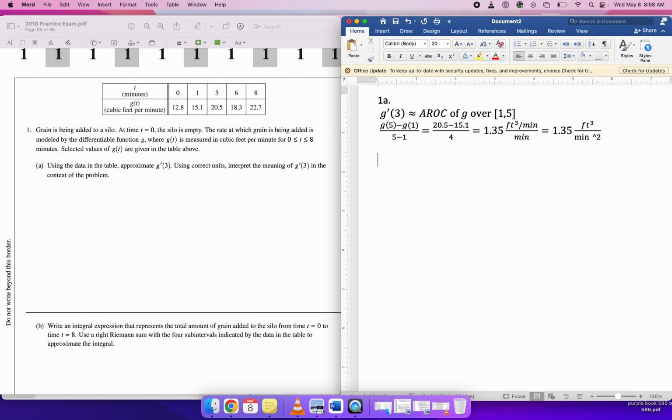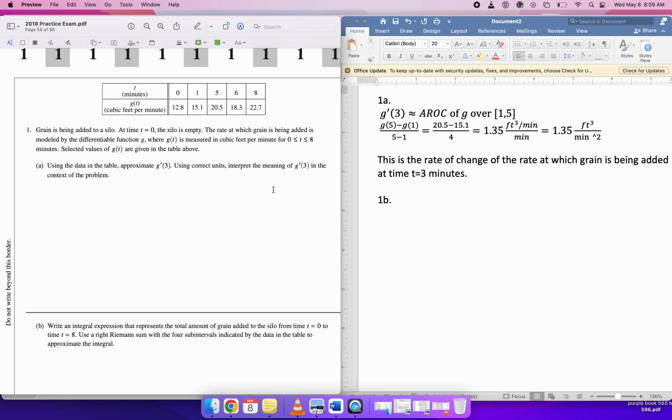Now, what is the meaning of this? Well, this is the rate of change of the rate at which grain is being added at time 3, which of course means 3 minutes. So I think that's the interpretation.